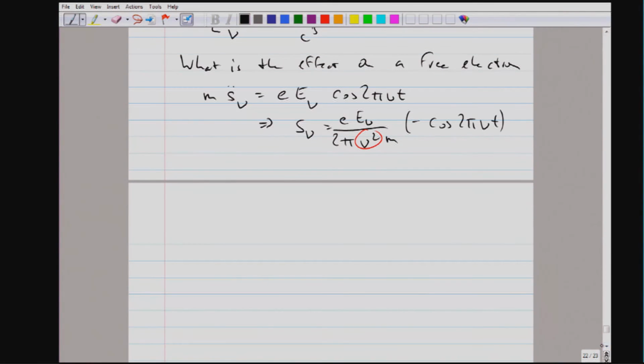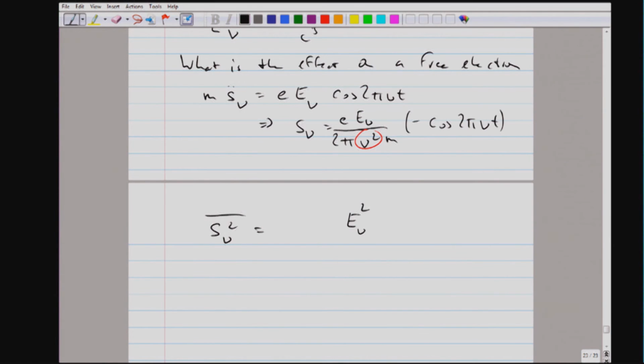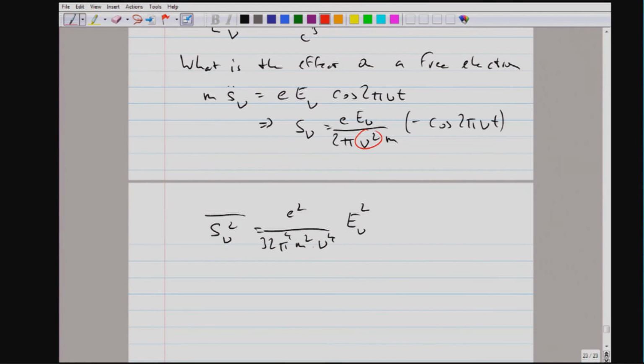Of course, the phase is random, so we're not interested in the amplitude. We are interested in an average amplitude square, or an RMS amplitude, where the amplitude is proportional to the electric field. The amplitude squared is proportional to the square of the electric field. And our prefactor now involves nu to the 4.